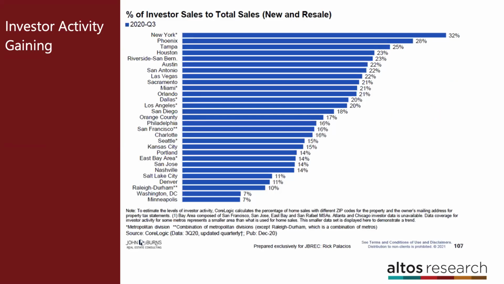Here's another indicator of investor activity. I borrowed this chart from my friends at John Burns Real Estate Consulting. They are looking at the percentage of total sales where the buyer is in a different zip code. So these are investor sales. And you can see places like the Sun Belt, Phoenix, Tampa, Houston, Austin, San Antonio, which often get snowbird sales, investor sales, very high. New York has a lot of international buyers, which is also a function of cheap money. So as investor activity gains, that's another signal of all of the elements that are going into demand right now.